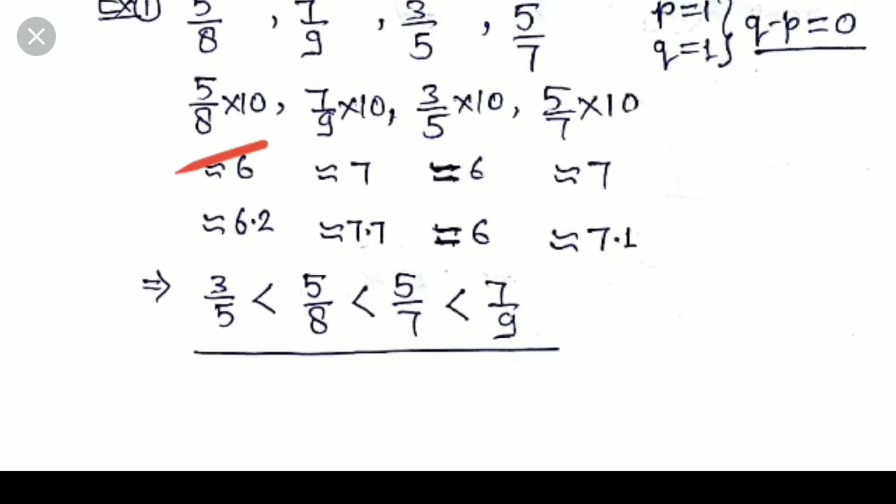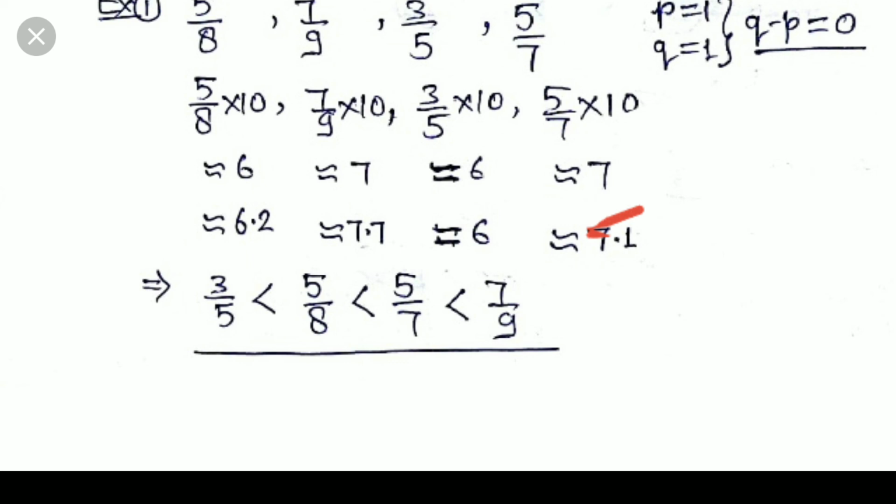Multiply 5 by 8 into 10, 7 by 9 into 10, 3 by 5 into 10 and 5 by 7 into 10. What integer values are you going to get? 10 5s are 50, 50 divided by 8, 8 6s are 48. 70 divided by 9, 9 7s are 63. 3 by 5 it is 30 divided by 5, exactly 6. 5 by 7, it is 50 by 7, 7 7s are 49.